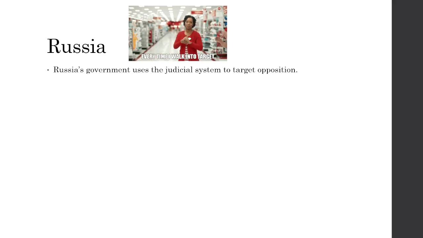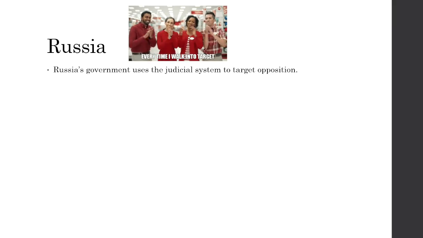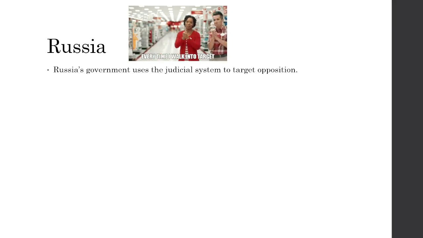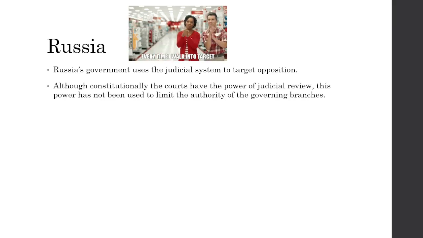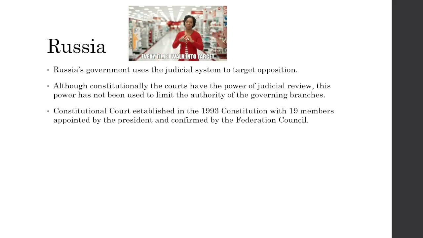So let's talk about Russia. Russia's government uses the judicial system to target opposition. Why am I not surprised? They'll target people who disagree with the government's decisions and United Russia as a whole. Constitutionally, the courts have had the power of judicial review. However, it's never been used. Ever. Judicial review has never been used by the judges to limit the authority of the government branches, particularly the legislative branch. So nothing's been deemed unconstitutional.